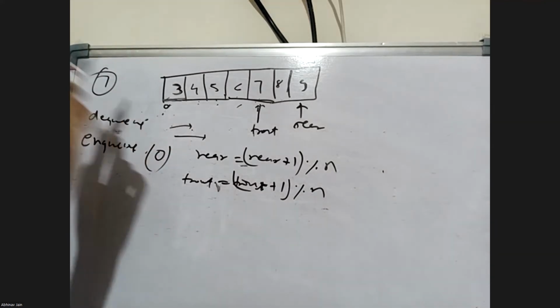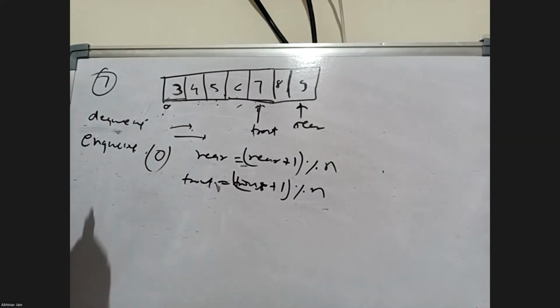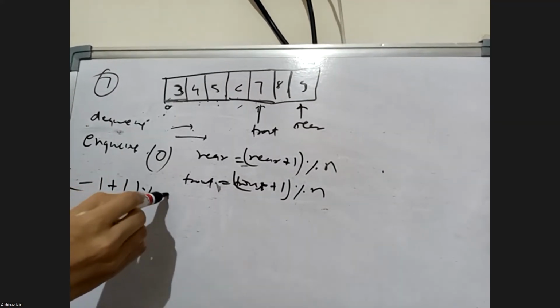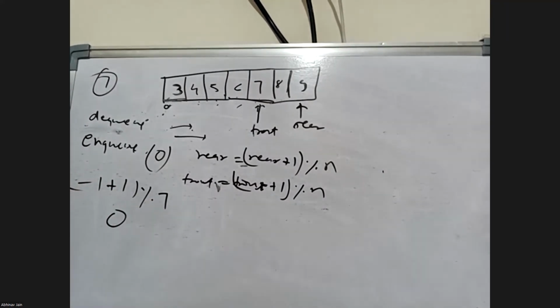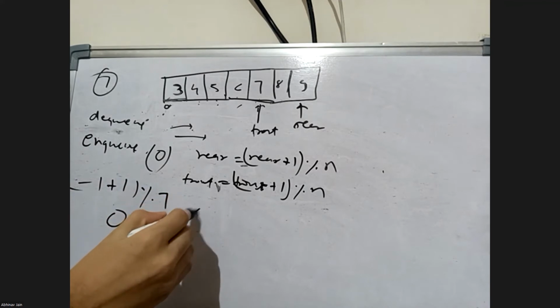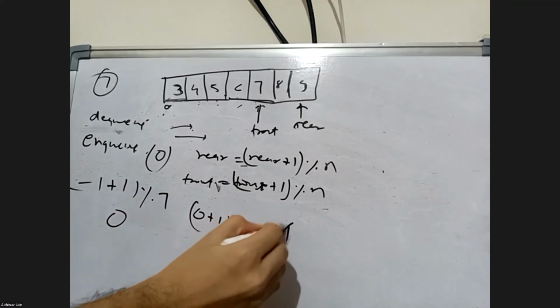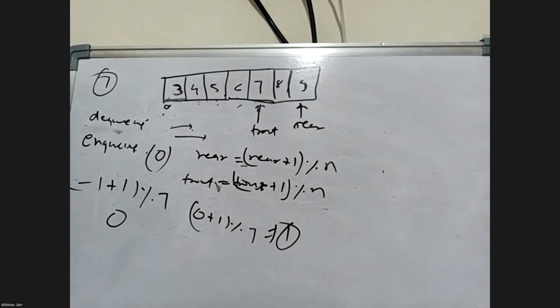Okay. So we pushed an element, we included an element. So what would rear become? -1 plus 1 modulo 7, 0 modulo 7, 0. So rear was 0. Again, if we have pushed another element, then what will it become? 0 plus 1 modulo 7.